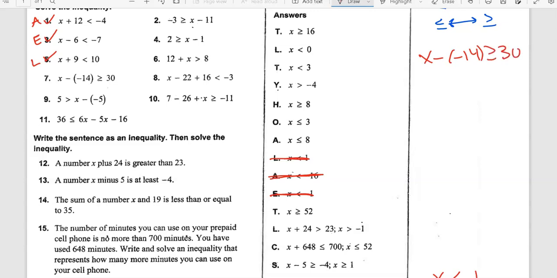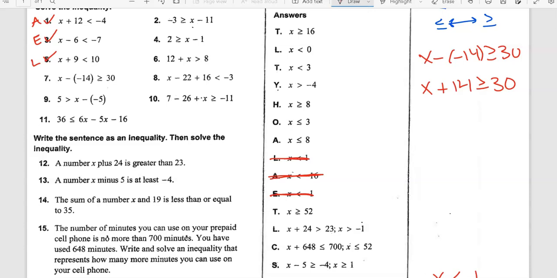All right, so tell me what you see. What does your brain want to do? Why does your brain want to add? Yeah, good. Good, we're subtracting a negative. So this is the same thing as saying x plus 14 is greater than or equal to 30. Good.